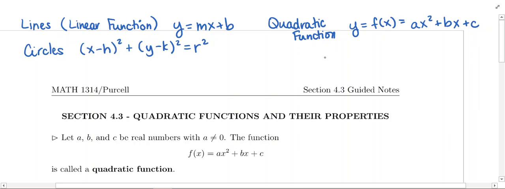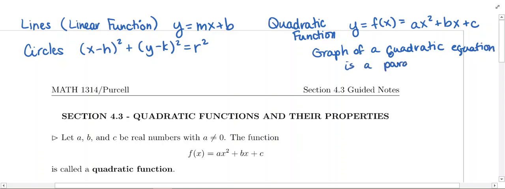What does its graph look like? The graph of a quadratic equation is something called a parabola, and a parabola is a U-shaped graph. All right, so that is what we're going to be studying in this section.